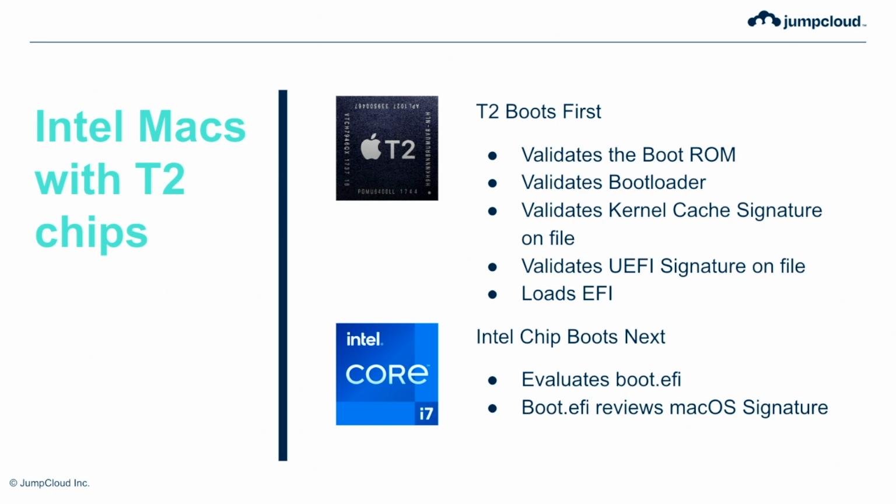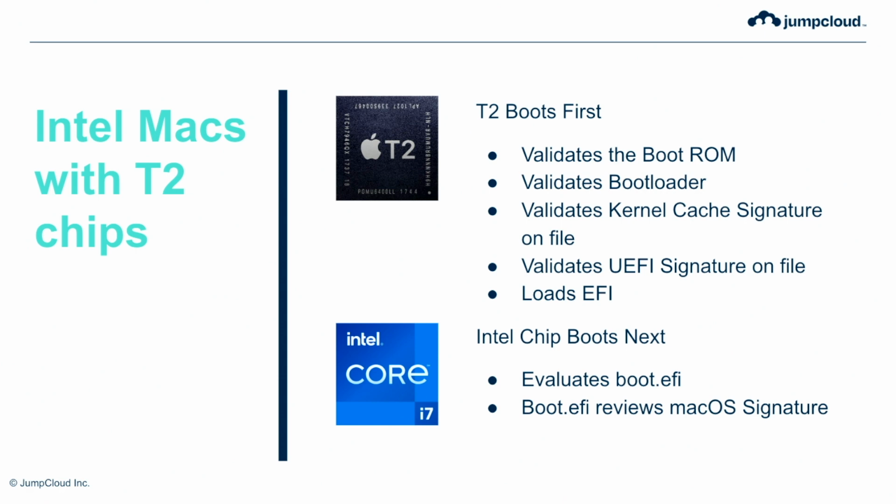So if we think about it from this perspective, the T2 is kind of like a little iPhone that lives inside your Mac and handles all of these industry-leading security techniques at that time. And so once you have loaded EFI, that is where the traditional Mac operating system kind of takes over. The Intel chip boots up next. It evaluates the boot.efi statement out of the T2 processor, and then the boot.efi process reviews the macOS signature on disk and decides whether or not it will continue to boot macOS.